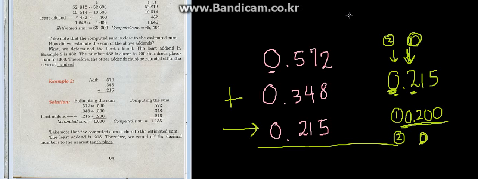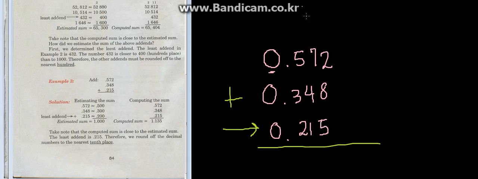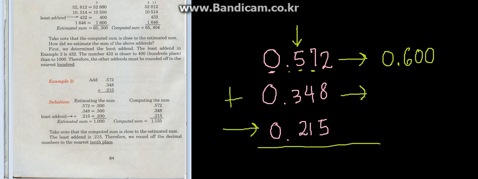And let me erase this part. Okay, so for 572,000, when we round it off to the nearest 10th place, what we'll get is, there's a 7 next to the 5, and 7 is greater than 5, so we add 1 to 5, and then we'll get 5 plus 1, 6. 7 now is a 0, and 2 is also 0. Right? Okay, let's go to the next number.